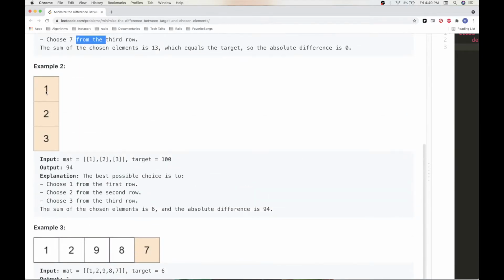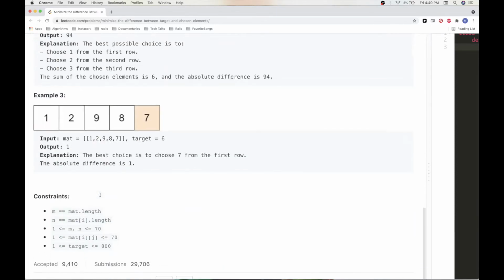So we choose 1 from the first row, 5 from the second row, 7 from the last one. For this next one, it's kind of easy because we have only one choice. So we have to pick 1, 2, 3. So that's 100 minus 6, that's 94. For this last one, we have only one row, so we get to pick whichever one will minimize the difference. Target is equal to 6, so what minimizes the difference is 7. 7 minus 6, that's 1. The absolute difference is 1, so that's what we will return. So this is the problem that we are trying to solve.